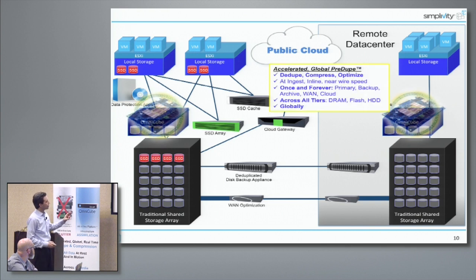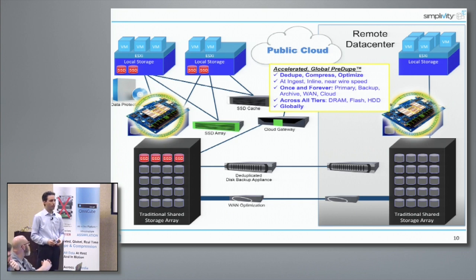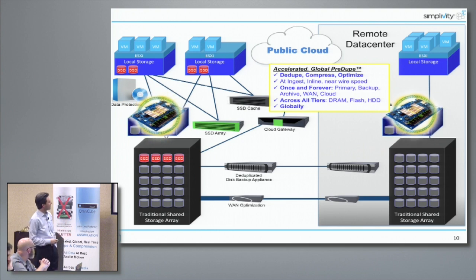The first thing we do is we add in our OmniStack accelerator. And I have one of these. We'll take a look at it in a little bit. This allows us to do what we call accelerated global predupe. So this is the deduplication, compression, optimization that we do inline before data actually ever hits the disk within the system. And I'll come back to the detailed write path in a little bit to talk about how exactly those bits move and how that all happens. But for a moment, let's just add that into the system.